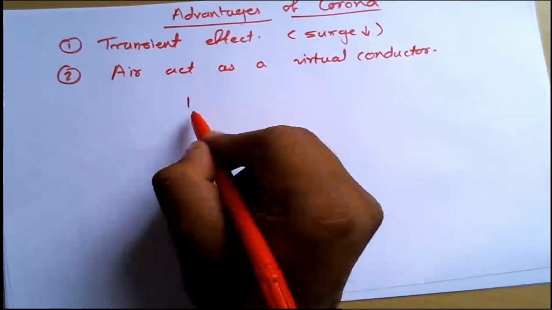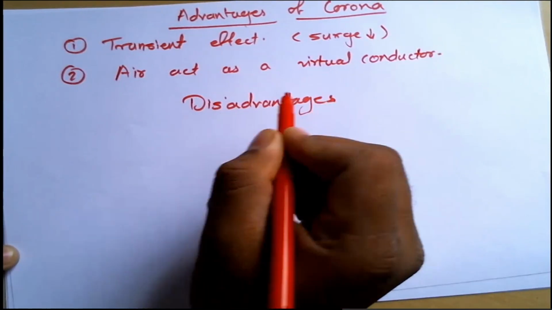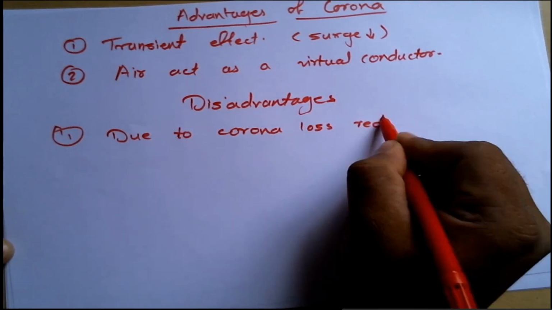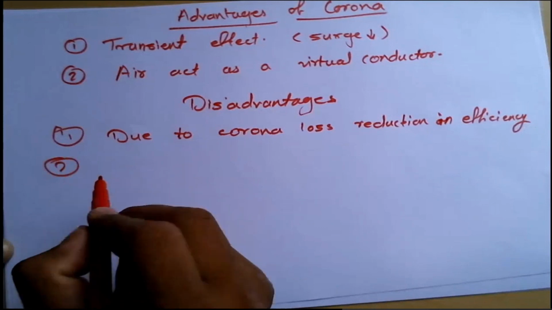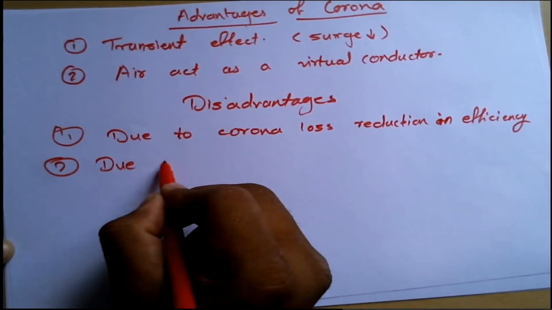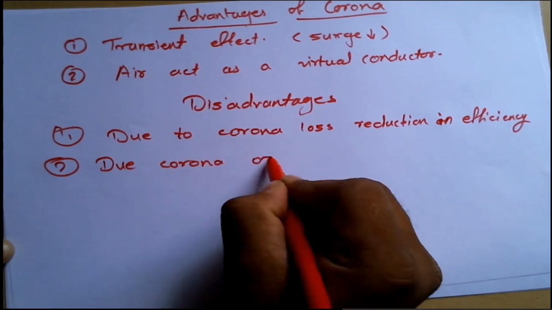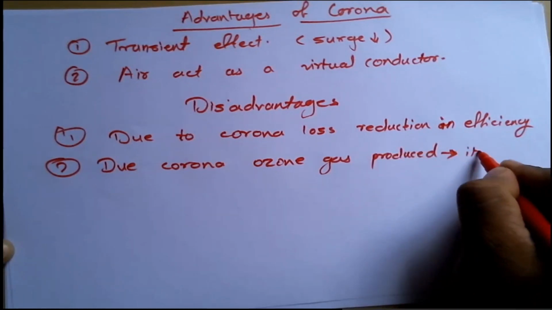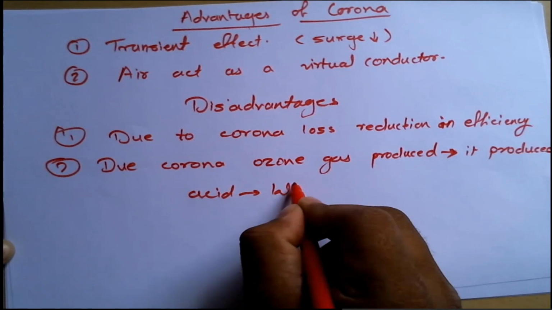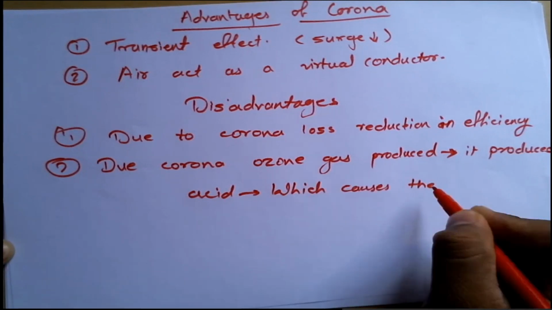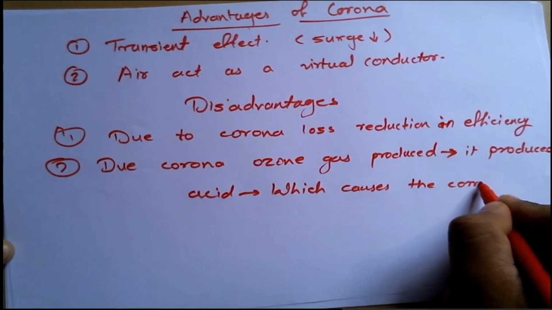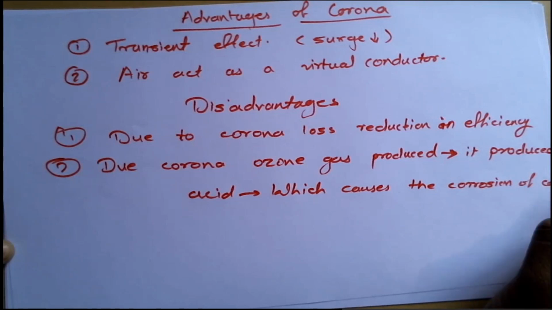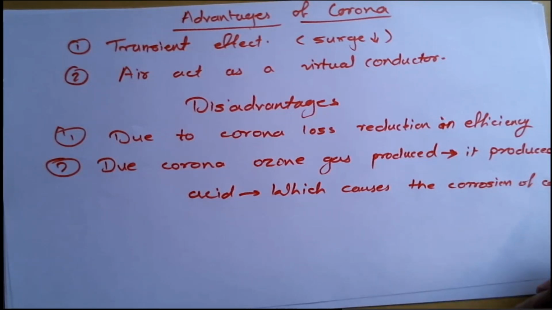So with advantages, there are some disadvantages also. Which are those? The first one is losses increase होतात, म्हणजे काय होईल? Yes, loss increase झाला, म्हणजे efficiency काय होते? Reduce होणार आहे, right? Second, as I told you, due to corona, ozone gas is produced, and this ozone gas leads to production of acid. This acid causes the corrosion of conductor. So what will happen if that conductor is corroded? Its mechanical strength will decrease. Again, strand break होतील, conductor break होण्याचे chances वाढतील.